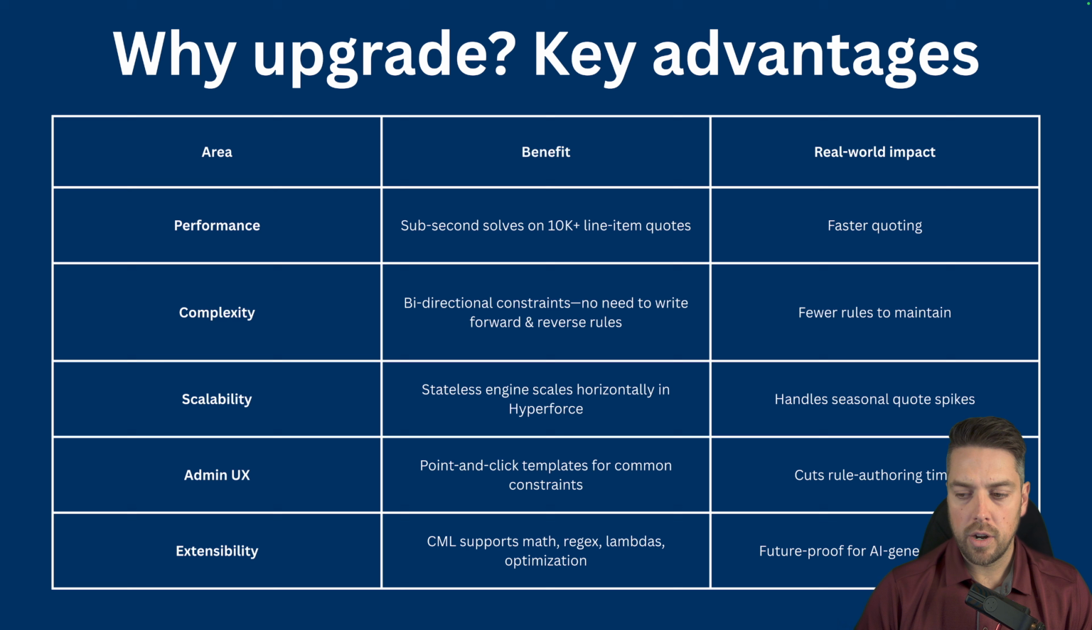Scalability is much better also, so performance goes up based on your usage. The admin UX, again, will give you point and click for common constraints that you're looking to build, so it should make authoring time a lot easier. And it is also very extensible, so you can use math expressions, regex, lambda expressions, and obviously you're going to be able to use AI to generate some of that in future releases.